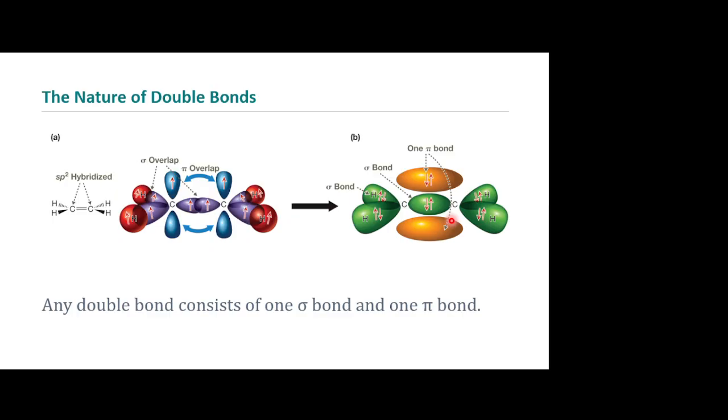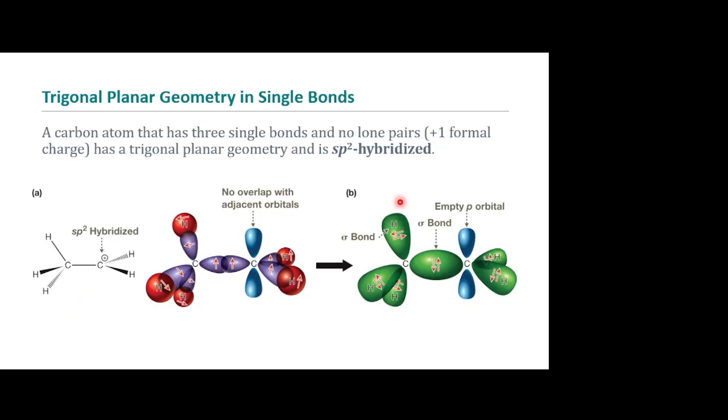We have 1 sigma, 1 pi, that's a double bond, right? That's where the double bond terminology comes from. Literally 2 different bonds combined, okay? This is sp2 hybridized around these carbons, right? And so what happens if we take away another p orbital? Well, we'll get to that.